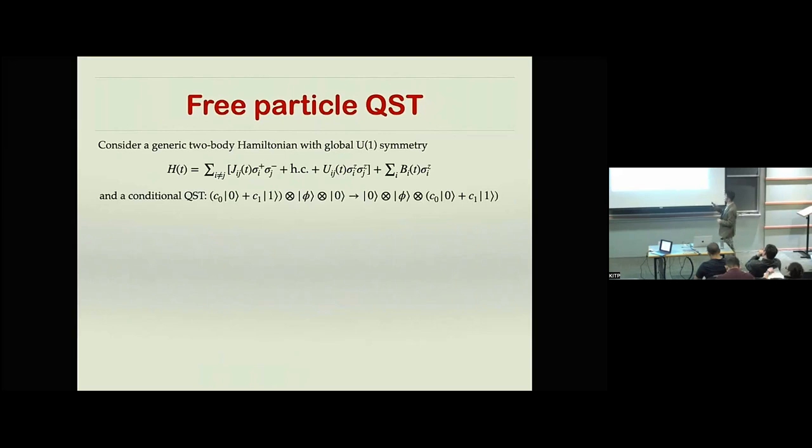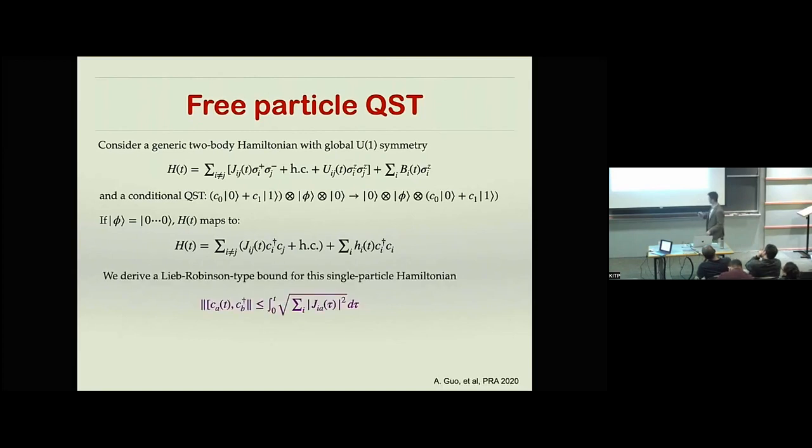So we can consider a generic Hamiltonian with a global U(1) symmetry, which basically means the total sigma z is conserved. If you do a conditional quantum state transfer where the state of the intermediate qubits is just in 0, then this Hamiltonian maps to a non-interacting particle Hamiltonian. It doesn't really matter if these creation and annihilation operators are for bosons or fermions, because there's only one particle in the state 1. All the others are in state 0.